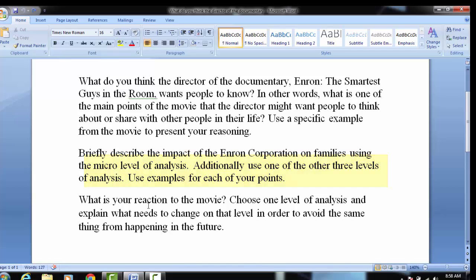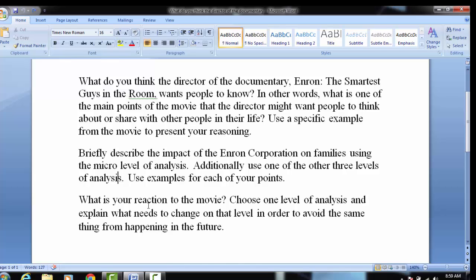In this case, we know that we're going to have to use 2 levels of analysis in this response that we're coming up with. One level is the micro level. Another level is any other of the 3. We also have to use examples from the film to support each of those points. At this point, you want to be sure to write not only the micro level of analysis, but also you need to pick that other level of analysis that you're going to use in this response. Use examples, so you want to make sure you have examples from the film that you can refer to. Before moving on, make sure you get those ideas out.